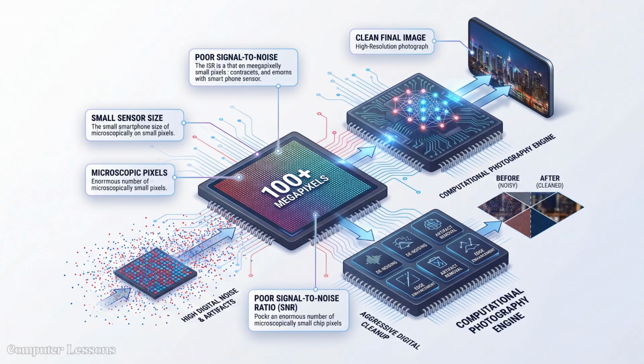However, packing 100 megapixels onto a small chip results in microscopic pixel sizes with poor SNR. Computational photography must then work aggressively to clean up the resulting noise and artifacts digitally.